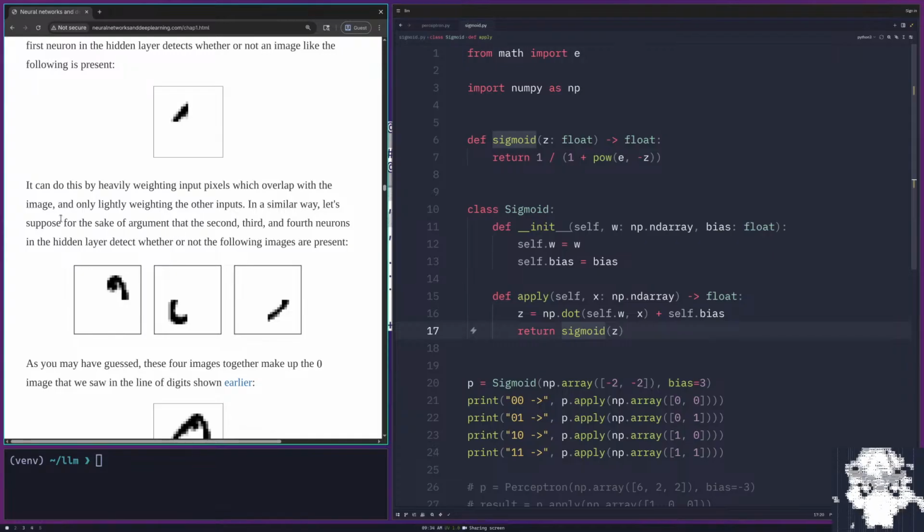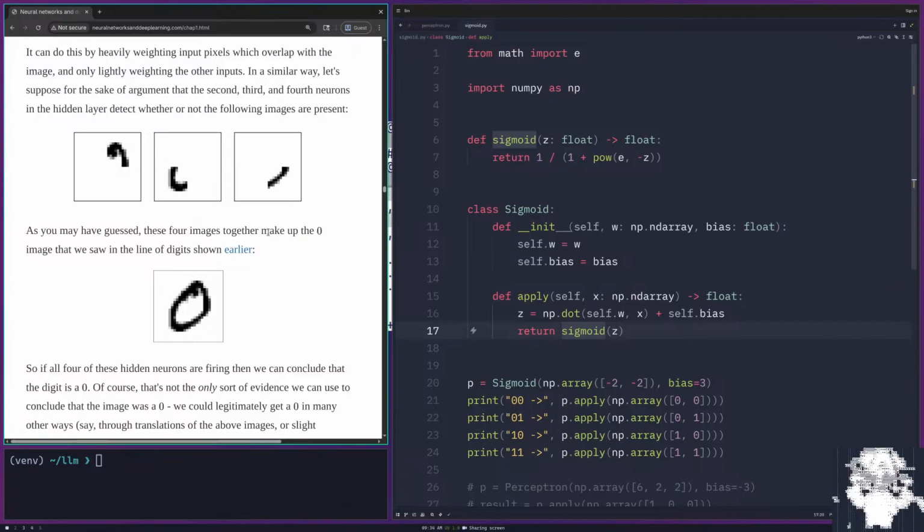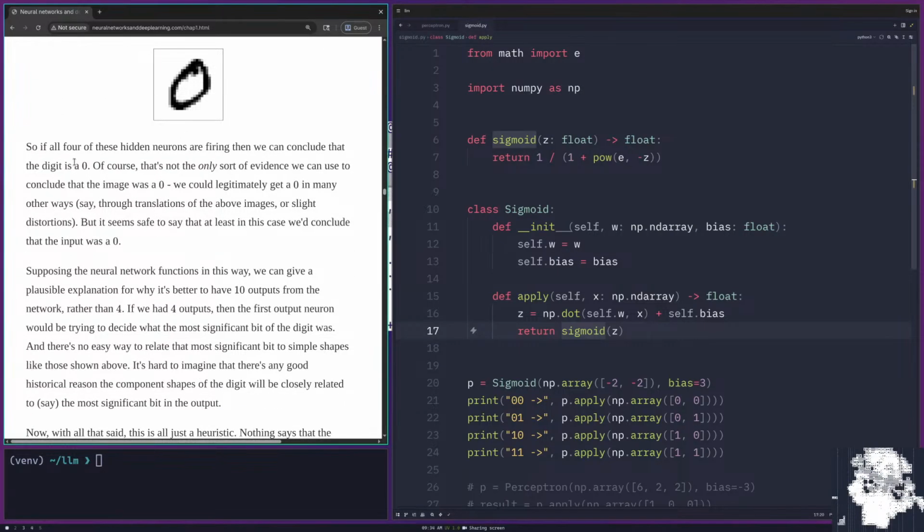In a similar way, let's suppose for the sake of argument that the second, third, and fourth neurons in the hidden layer detect whether or not the following images are present. As you may have guessed, these 4 images together make up the 0 image we saw in the line of digits shown earlier. So if all of these hidden neurons are firing, then we can conclude that the digit is a 0. Of course, that's not the only sort of evidence we can use to conclude that the image was a 0. We could legitimately get a 0 in many other ways, say through translations of the above image or slight distortions. But it seems safe to say that at least in this case, we'd conclude that the input was a 0.